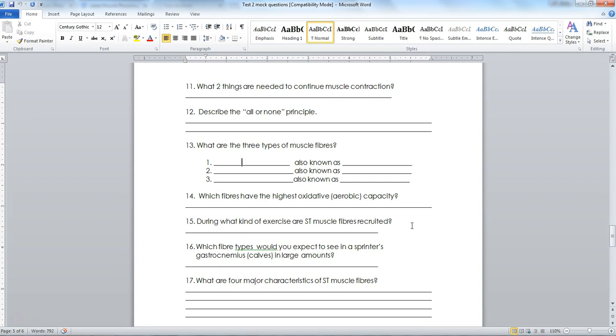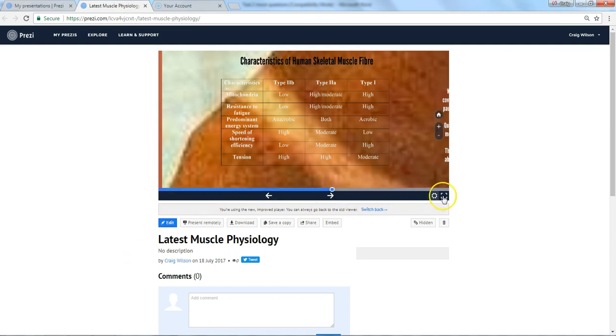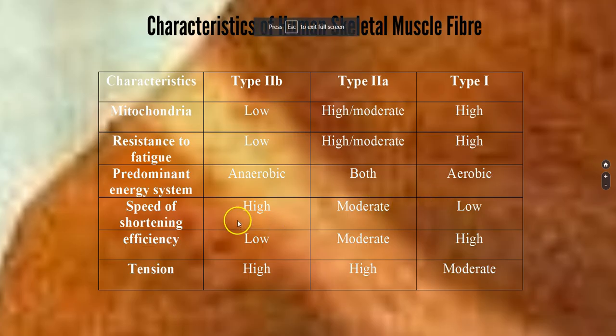Which fiber types would you expect to see in a sprinter's gastrocnemius or calves muscle in large amounts? And of course that's type 2B fibers. And then if we look at number 17, we can also put this in. What are the 4 major characteristics of slow twitch muscle fibers? And again, you can stay on your page there. I'll just go back in to the key slide there so we can get our spellings and things there.